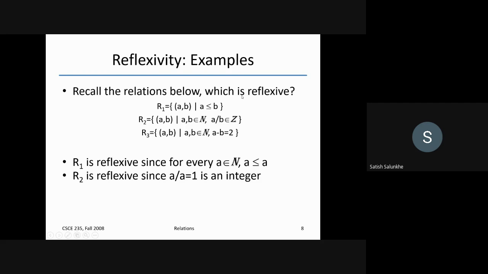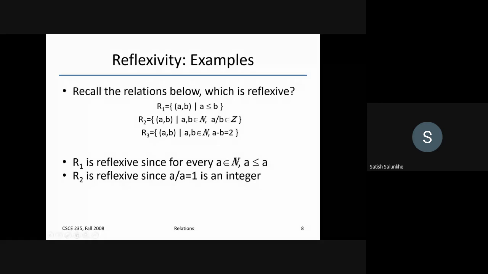And we need to check whether the relation is reflexive or not. On what basis do we check this? For all elements A belonging to this set, (A, A) must also be there. When it is there, you need to check whether A divided by A satisfies the property. If so, then (A, A) belongs to R2. If for all A, (A, A) belongs to R, we say the relation is reflexive.